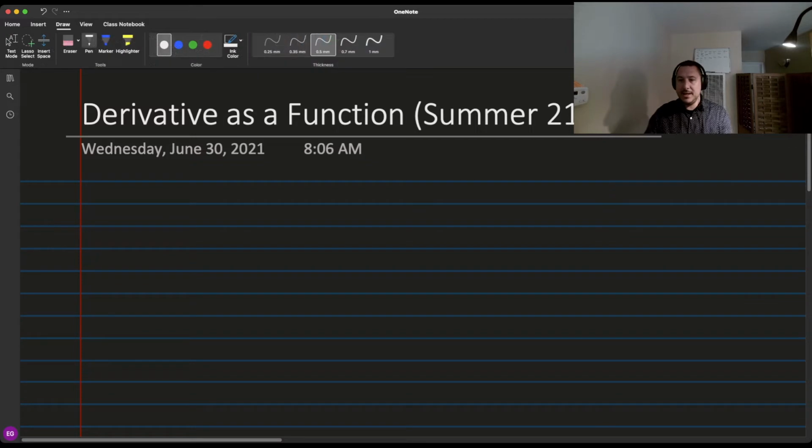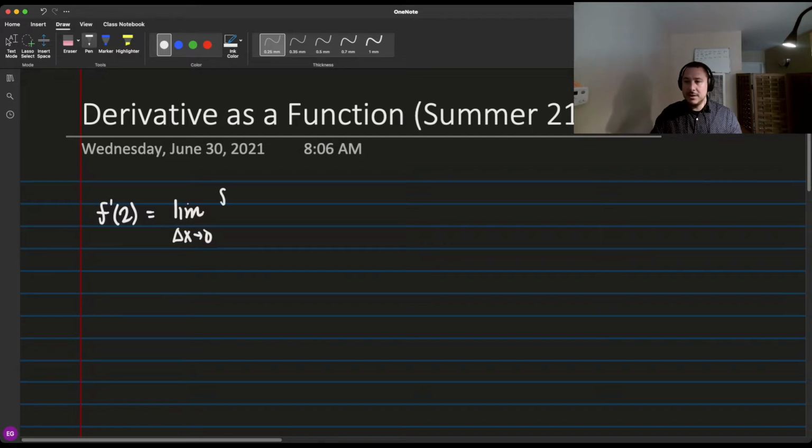Okay, so let's say that you want the derivative at 2. What you're going to have to do is the limit as delta x goes to 0 of f of 2 plus delta x minus f of 2 all divided by delta x. Right? Does everyone recognize, we talked about this last time, this is the difference quotient definition of the derivative at the point 2.